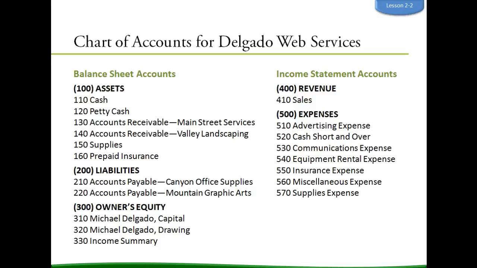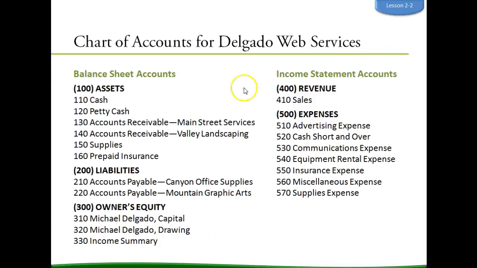This is for Delgado Web Services. This, remember, is the business that we're using for the first unit in the book that is a proprietorship. So Delgado Web Services is a proprietorship, and we're looking at the chart of accounts. On the left, you're seeing the balance sheet accounts. On the right, over here, you're seeing the income statement accounts.